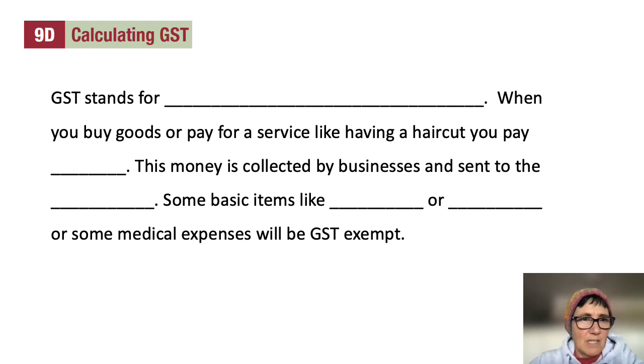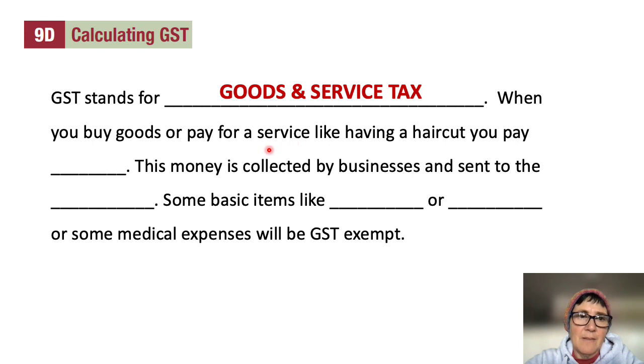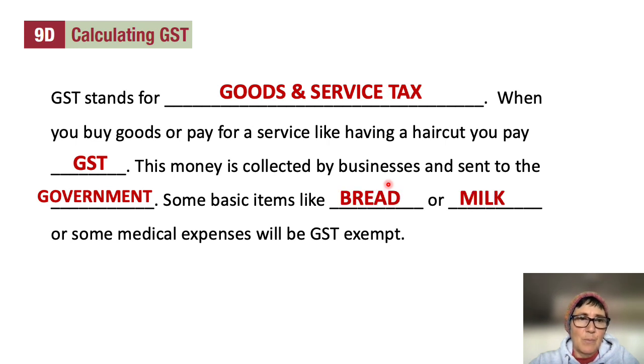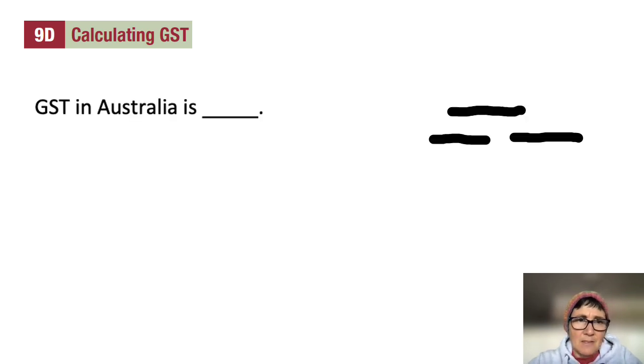So what is GST? It stands for Goods and Services Tax. When you buy goods, or you pay for a service like having a haircut, you pay GST. This money is collected by businesses and sent to the government. Some basic items like bread or milk or medical expenses may be GST exempt. So anything that you must have may be GST exempt. All right. So GST in Australia is 10%.